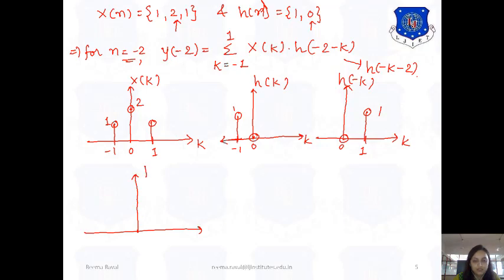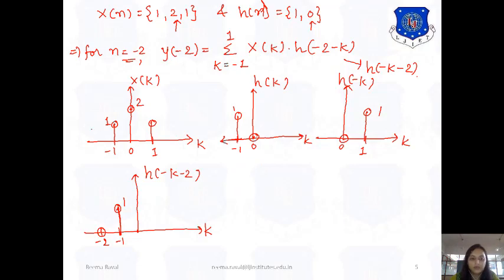So if I plot h of minus k minus 2, this will be at -1. That -1 will have the value 1, and at -2 it will have the value 0. Okay. So the instant at which the value was 0 was 0, and it will now delay by 2 samples, so it will go to the -2 instant, and similarly this will again shift by 2 instants on the left side, and it will go to -1 instant.